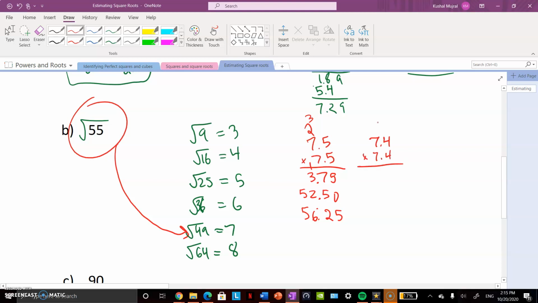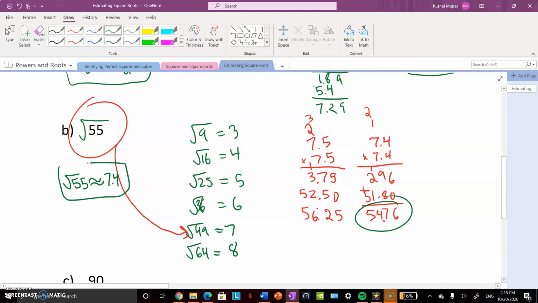7.4 times 7.4 is 54.76. Okay, now 54.76 is a bit closer to 55 than 56.25. So we're going to go with this. So the square root of 55 approximately equals 7.4. And we box our answer.